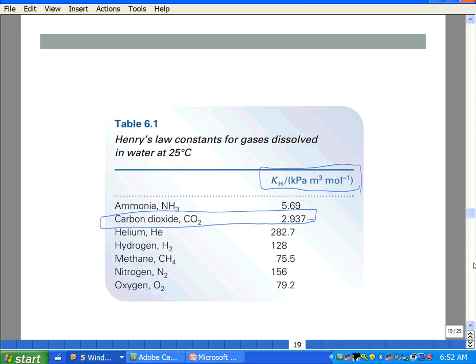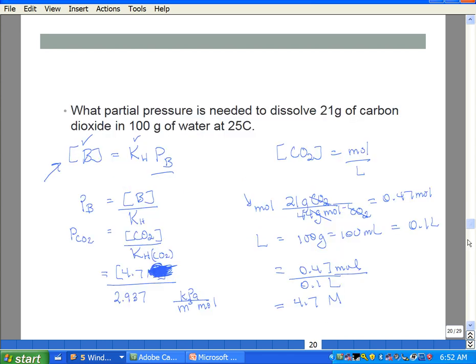So you plug in the concentration, which we found by calculating from 21 grams of carbon dioxide being dissolved in the volume of water. We got the volume of water by taking the density of water, which is 100 grams. We found the volume by the density, so grams into milliliters is a factor of one. So 21 grams is 44 milliliters.